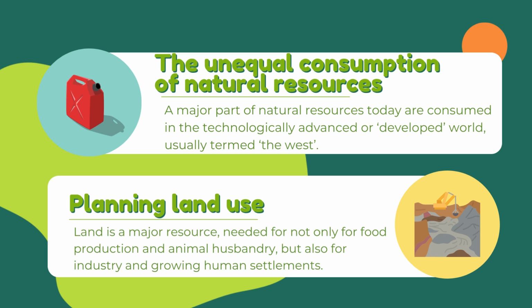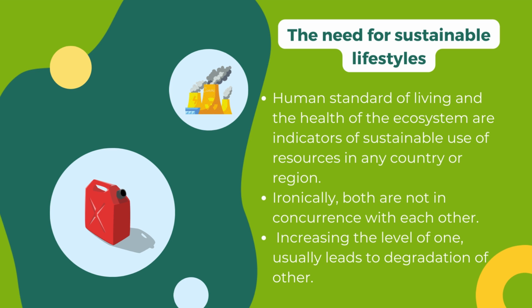And next we are going to see about the need for sustainable lifestyle. Human standard of living and the health of the ecosystem are the indicators of the sustainable use of resources. Both are not concurrent with each other. An increase in the level of one usually causes the degradation of the other. We always say that one product's waste is used for another product as raw material. So we have to utilize all things according to the needs and the lifestyle of human beings. Development policies should be formulated to balance the two.